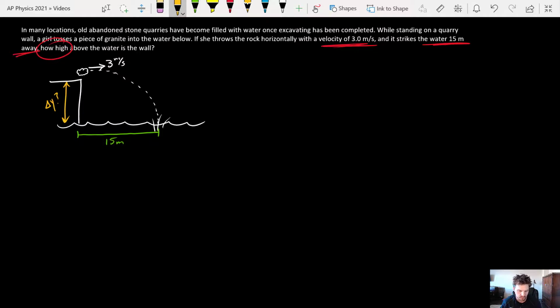Okay. Cool. So let's make a table of everything that we know in this problem. This is a 2-dimensional problem. It is moving horizontally as well as up and down. So let's see.